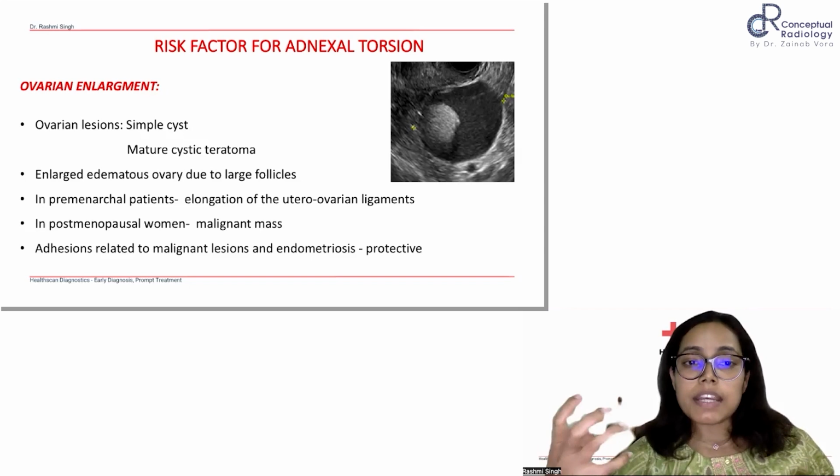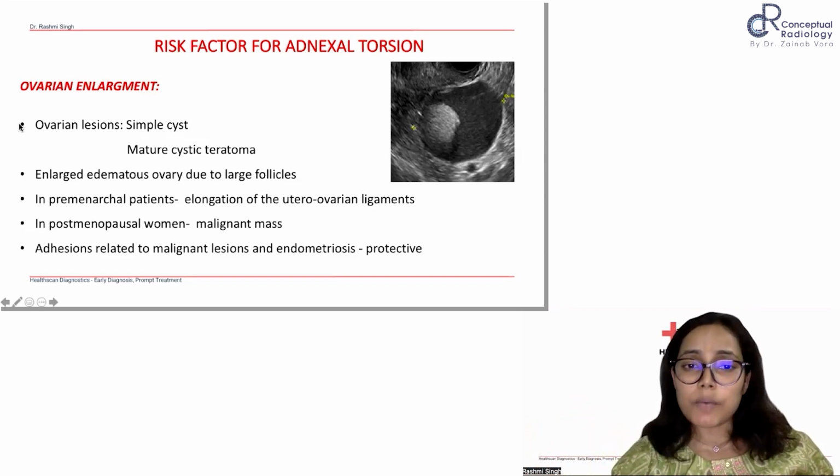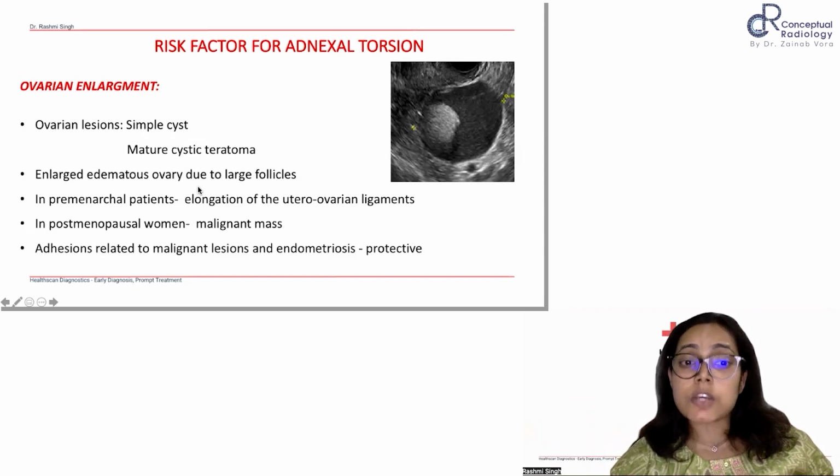This ovarian enlargement can be because of a simple cyst, and very often we encounter a mature cystic teratoma, as shown in this figure, or dermoid cyst, as we call it. The ovary can be enlarged because of large follicles, which often occur secondary to the stimulation given in IVF protocols to extract a large number of follicles at one time.